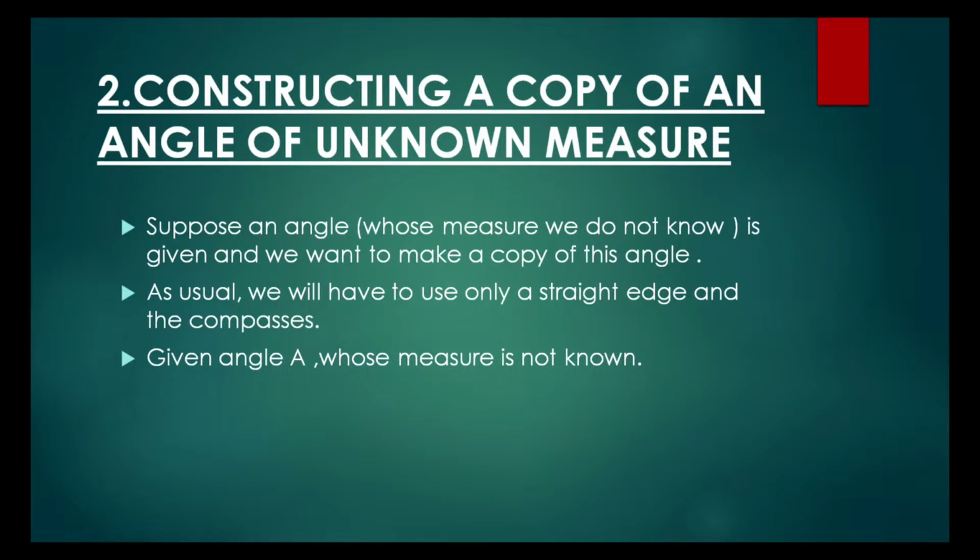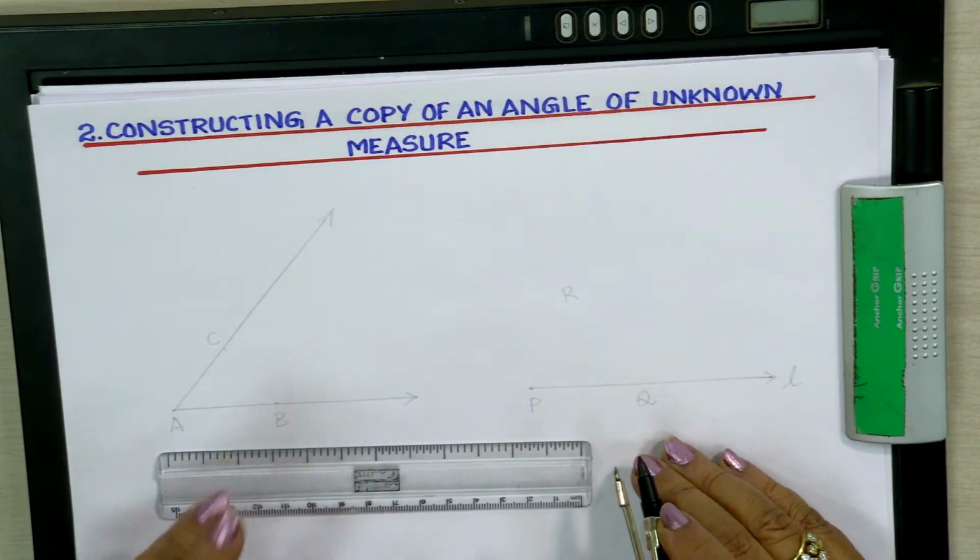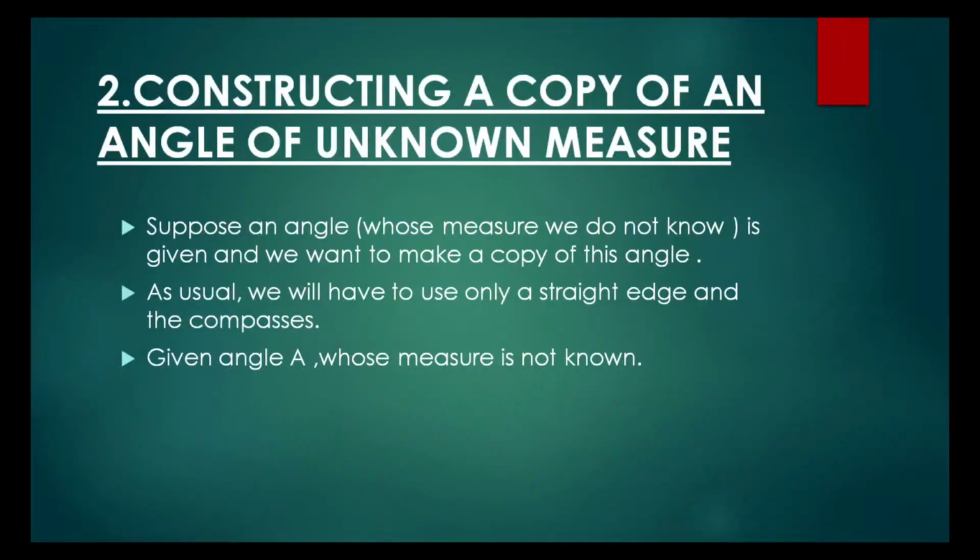Suppose an angle of unknown measure is to be constructed, then we want to make a copy of that angle. How will we do it? As usual, we will have to use only straight edge and the compasses. Given angle A whose measure is not known.